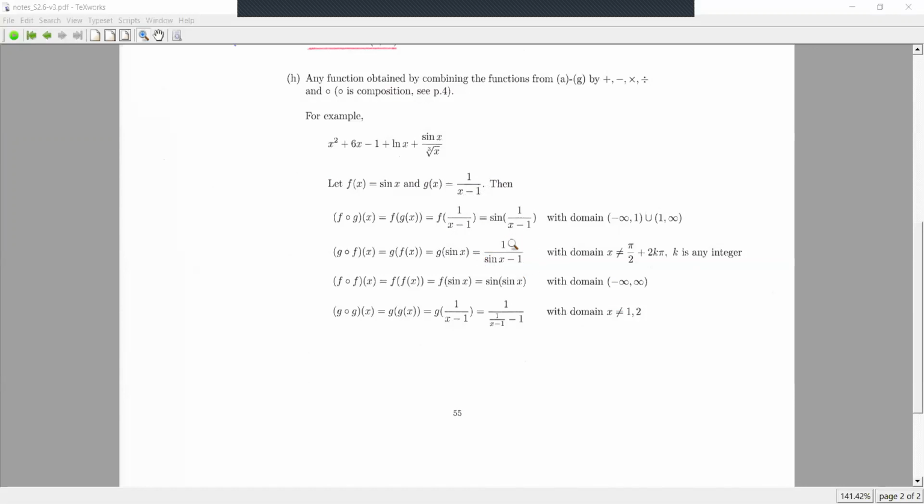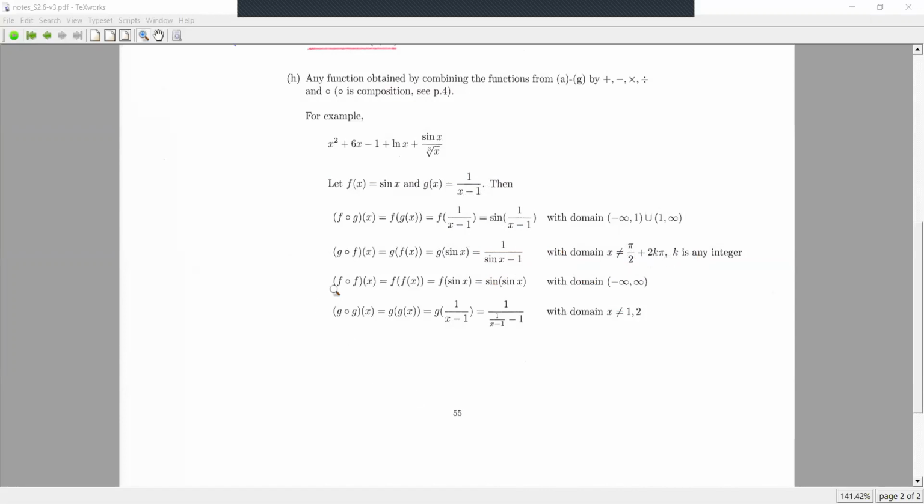The domain of this function is any number except these numbers, because at these numbers, psi is equal to 1. So 1 minus 1, the denominator is 0 at these numbers. So the domain of this function is all the numbers except these numbers.